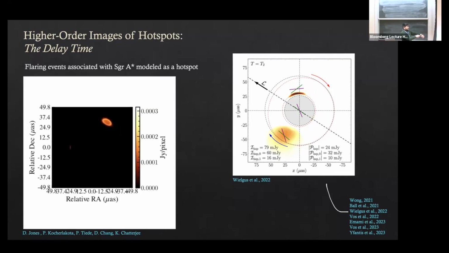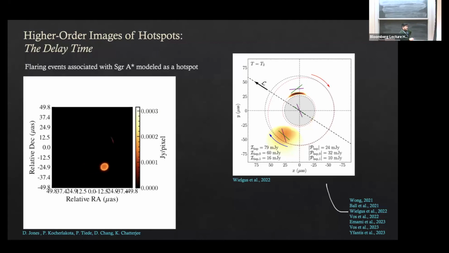The n equal to 0 image will appear somewhere here because it has taken some extra time. It has emitted at the same time at t equal to 0. The n equal to 1 image has taken some extra time and appears later, right? And then they both move together. So the hotspot in the bulk is going around in a circular orbit. And here you see that they both turn up and then they move around together.